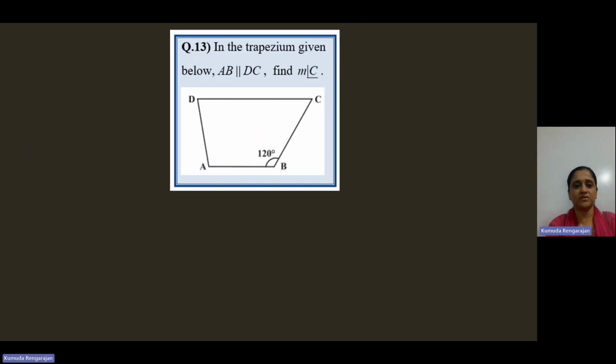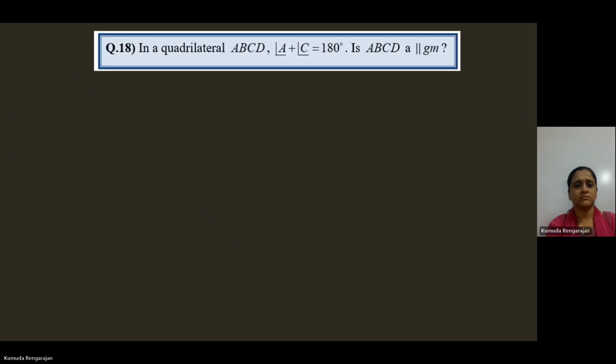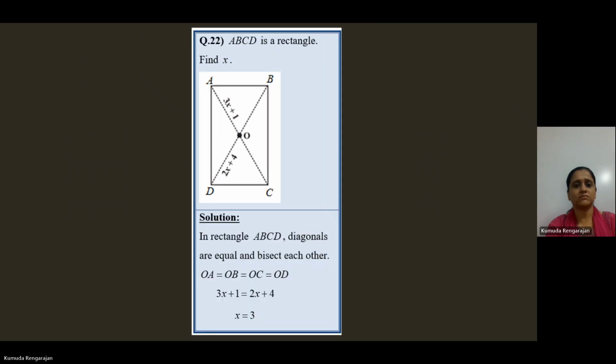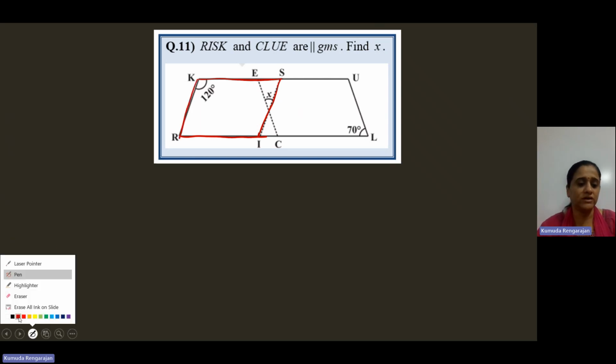Let's check how many are in this presentation. RISK is a parallelogram, and CLUE is also a parallelogram.